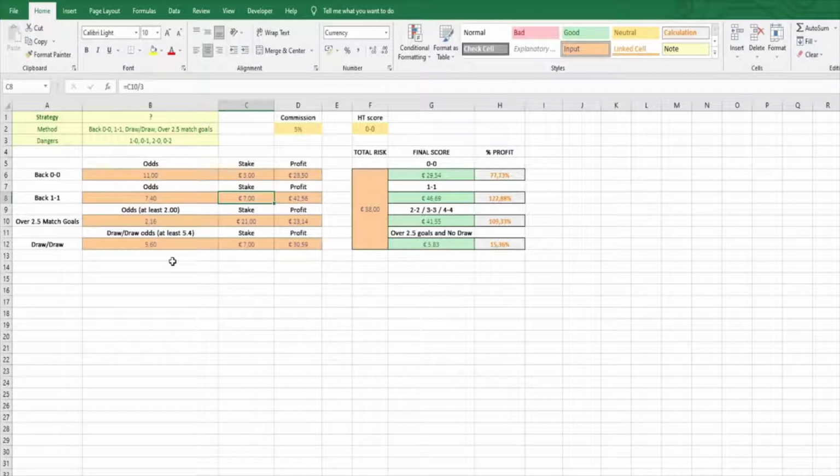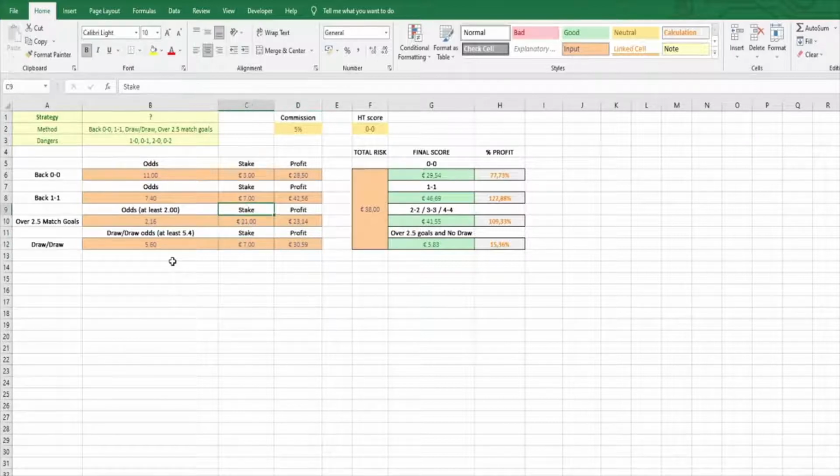The staking for this strategy is you basically have the X stake on over 2.5 goals, then 1/3 on 1-1 and draw, and 1/7 on 0-0. So what I'm using for this example is 3, 7, 21, and 7. And here you have profits only on these scores, not taking into account the other scores: 28.50 on 0-0, 42.56 on 1-1, 23.14 on over, and 30.59 on draw.